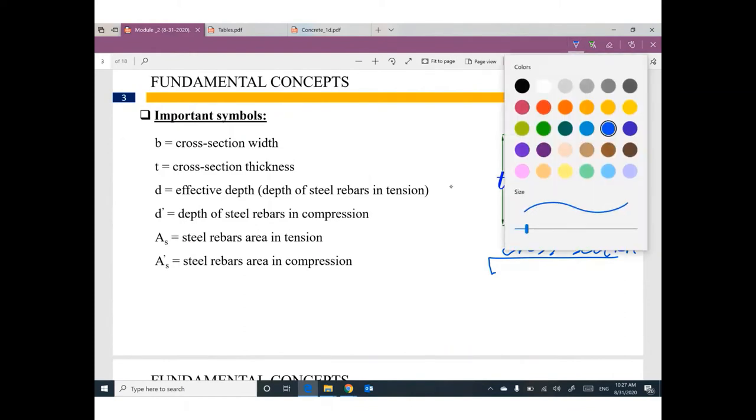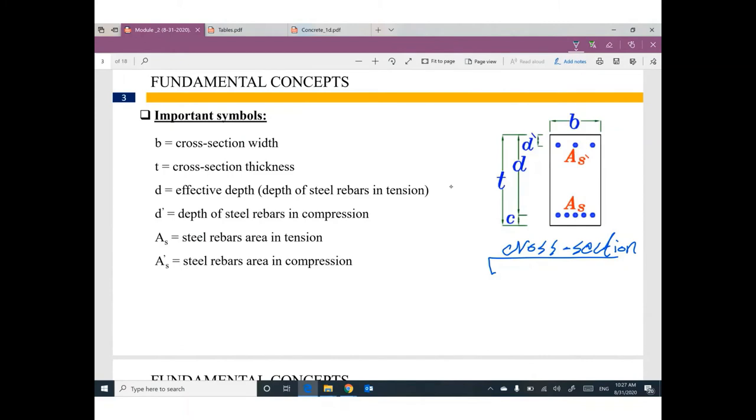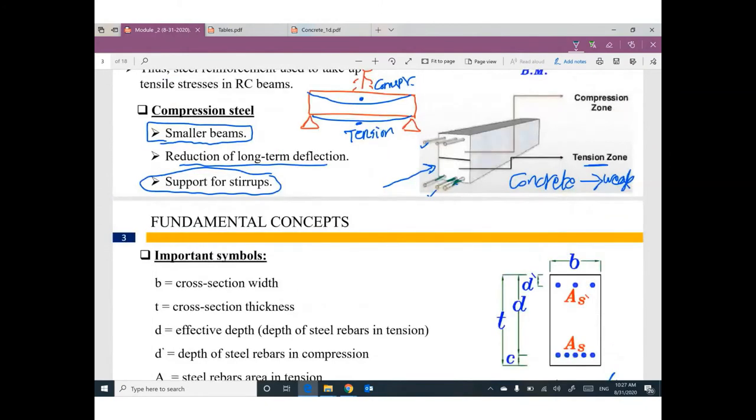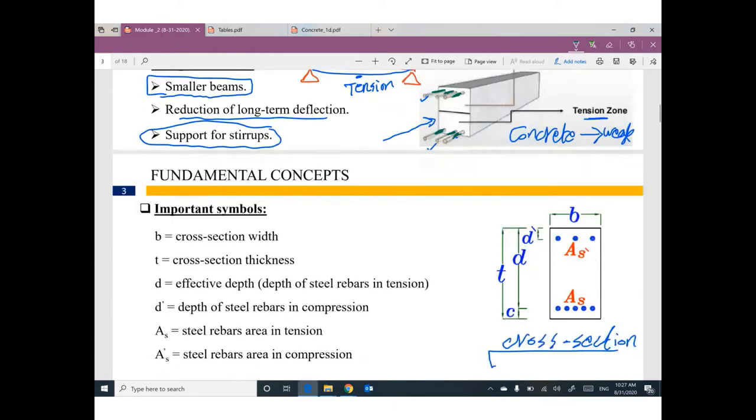These rebars at the bottom represent the bottom reinforcement in the real beam. These circles represent the compression reinforcement in the real beam. So this one I will call area S, and this one will be area S prime. Area S prime is for steel rebars in compression, and area S is for steel rebars in tension. During this course, we will label these elements by area S and area S prime.